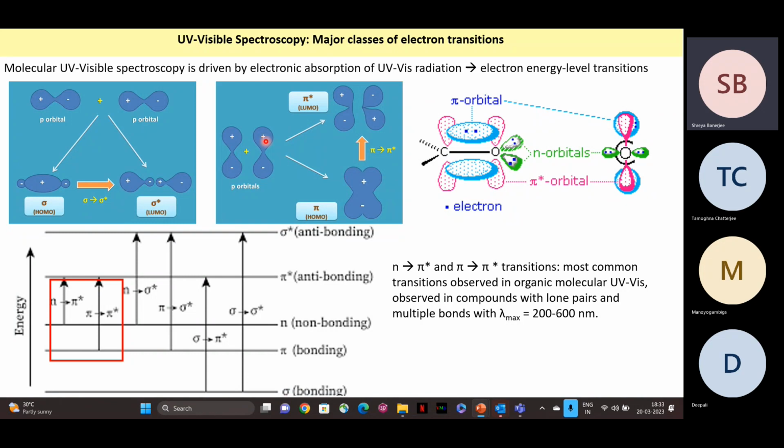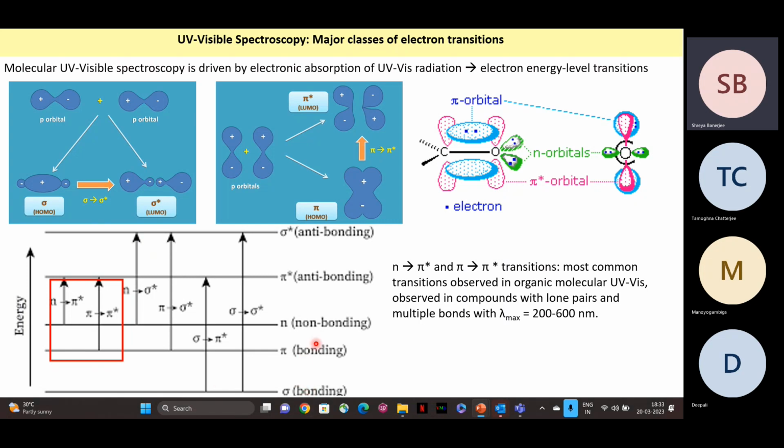A pi orbital is when there is a parallel overlap. In a pi orbital also, when the phases are the same, it is called a bonding pi orbital. And if the phases are different, it is an anti-bonding pi orbital. So in a molecule, you can have sigma bonding and sigma star anti-bonding, pi bonding and pi star anti-bonding orbitals. There is also an orbital having the lone pair or non-bonding pair of electrons. So there can be transitions between all these orbitals.